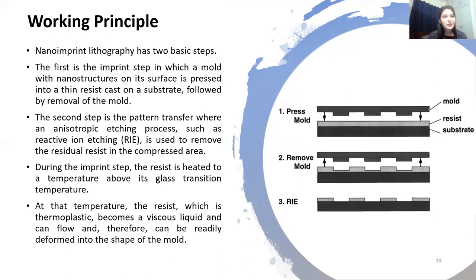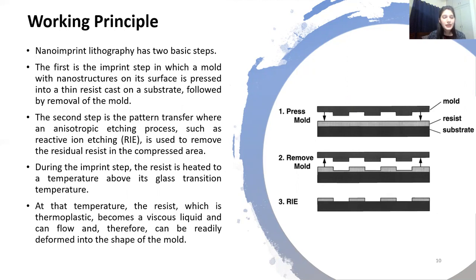The second step is the pattern transfer, where an anisotropic etching process, such as reactive ion etching, is used to remove the residual resist in the compressed area. This step transfers the thickness contrast pattern into the entire resist.